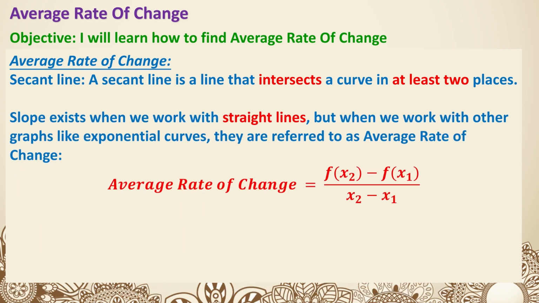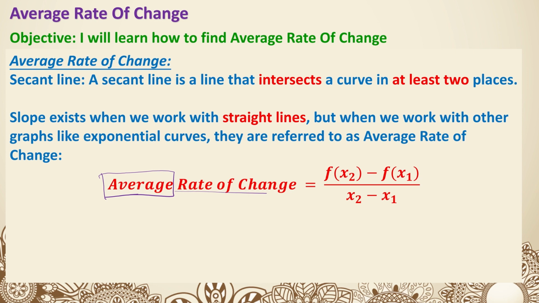Slope exists when we work with straight lines, but this year we have just learned about exponential graphs, and they're not straight lines at all. When we work with these graphs, we are going to need to refer to them as average rate of change, because we can't call them slope anymore since they're not straight lines. Rate of change is also just a different name for slope. So here we're going to call it average rate of change.